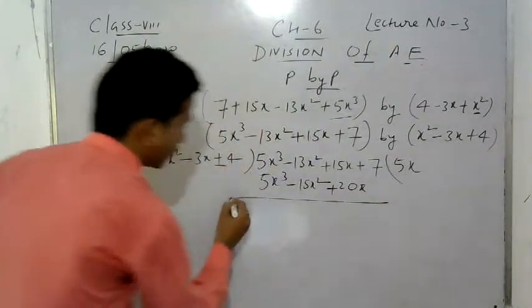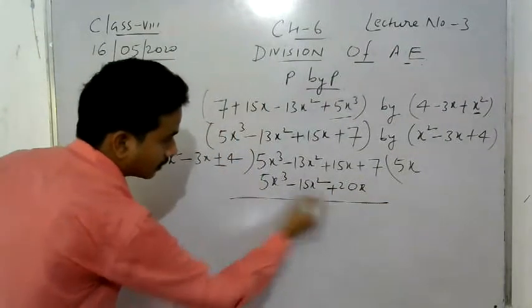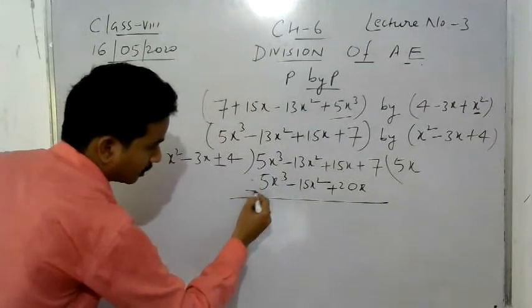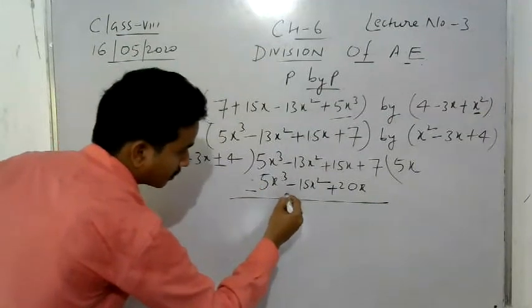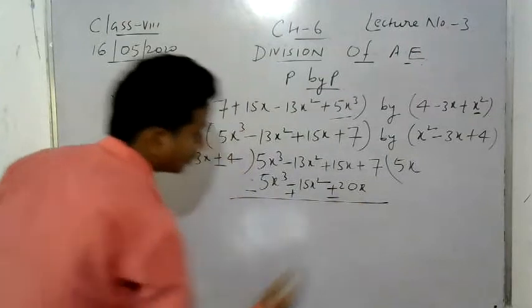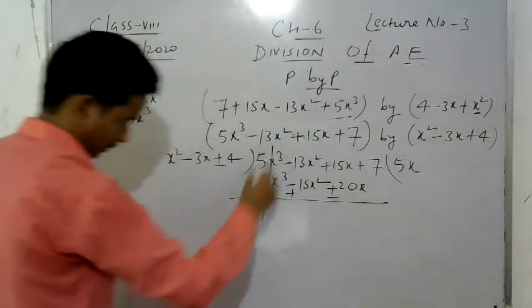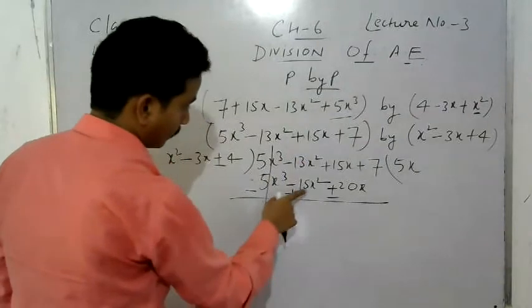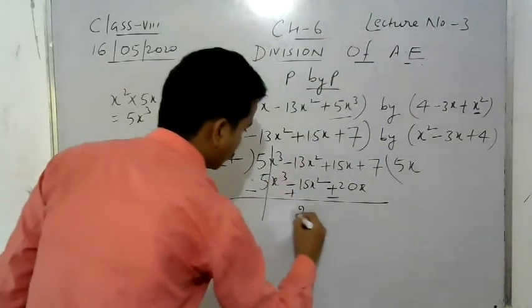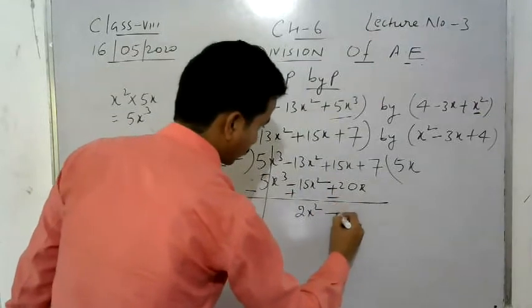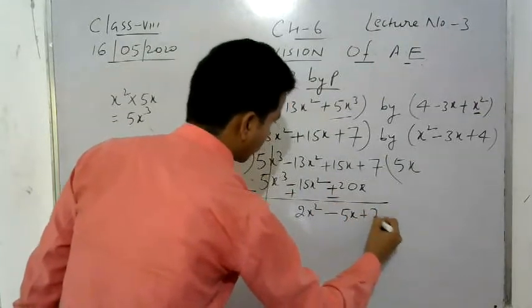Now you have to subtract it. Change the sign of the second expression. Here nothing is there, it means plus, so change it to minus. Here is minus, so change it to plus. Here is plus, change it to minus. Now this will be cancelled out. Now here 15x square minus 13x square is 2x square, and 15x minus 20x is minus 5x, plus 7.